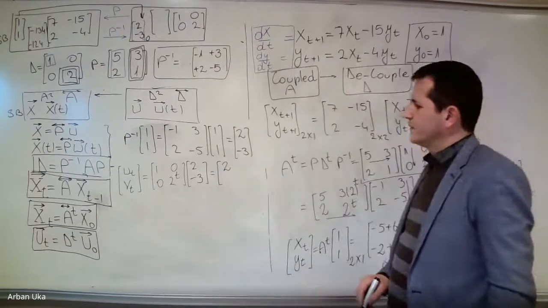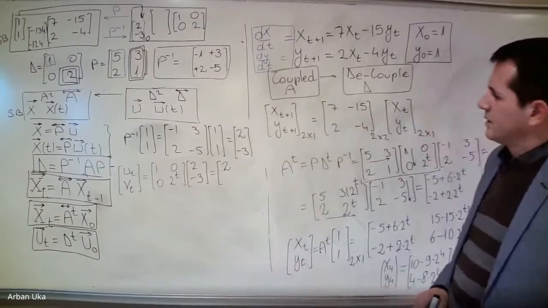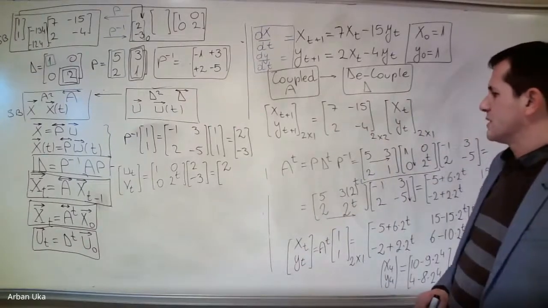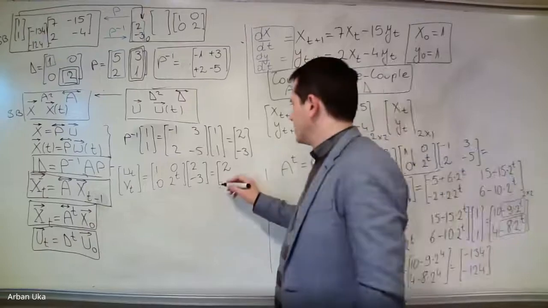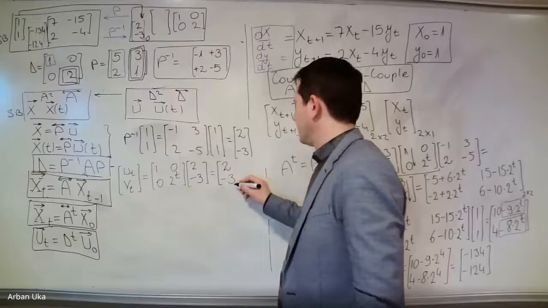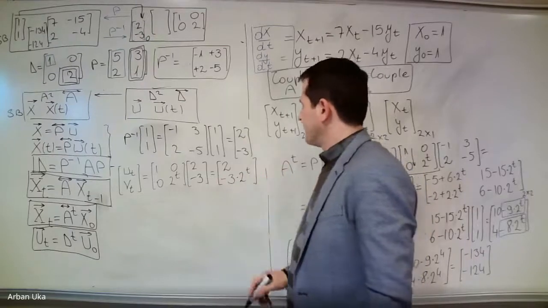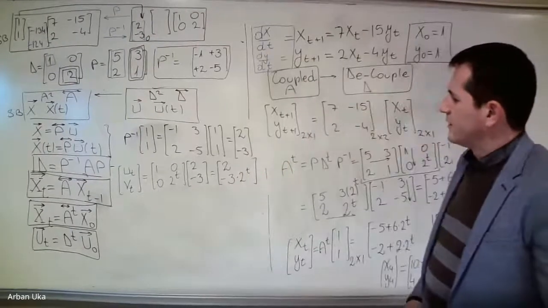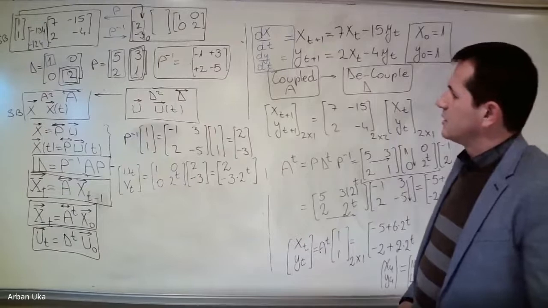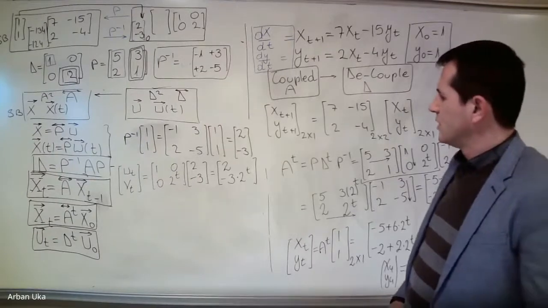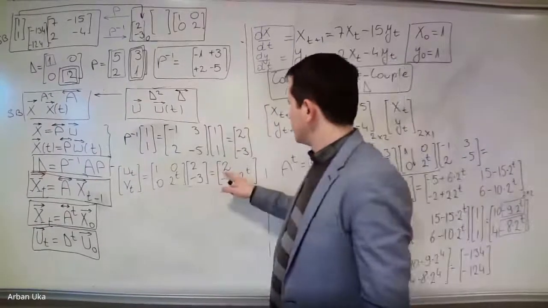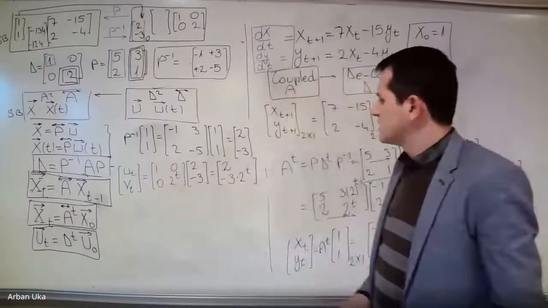Just 2, okay? It's a constant number. Let me see, yeah, that's it. What about vt? Minus 3 times 2 to the power of t. That is correct, okay? So what we find here, yeah, this is the solution. So we have ut equal to 2 and vt equal to this number.